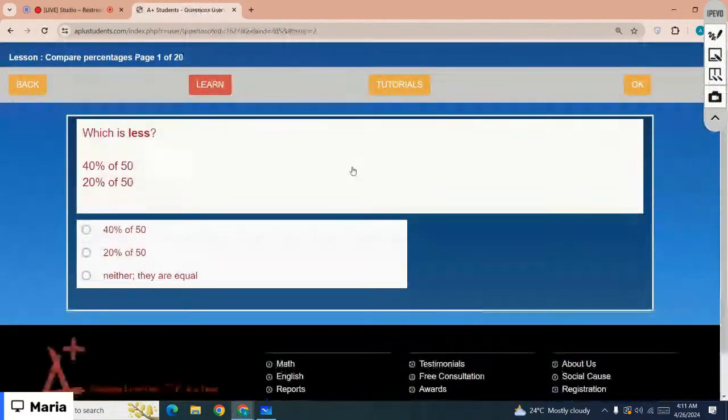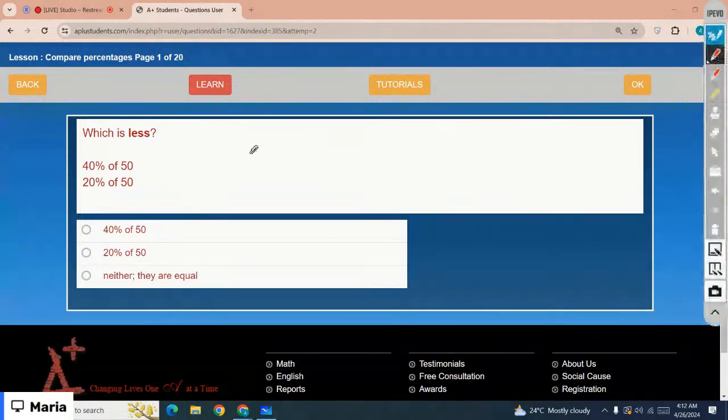Which is less, 40% of 50 or 20% of 50? Okay, let's just calculate. 40% of 50 means you have to do 40 over 100 times 50, and 20% of 50 means you have to do 20 over 100 times 50, right?